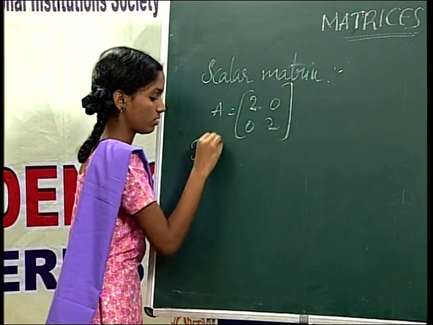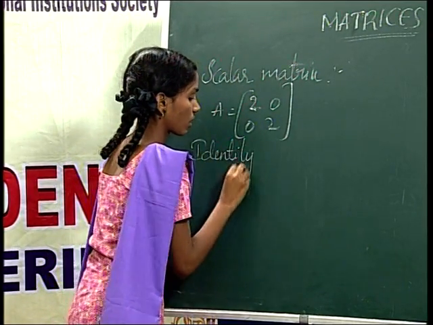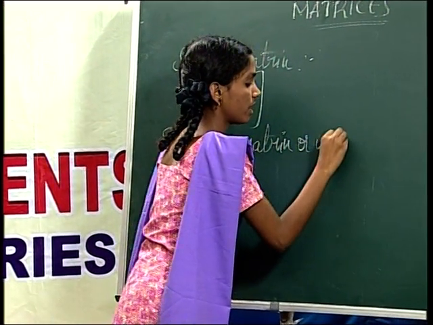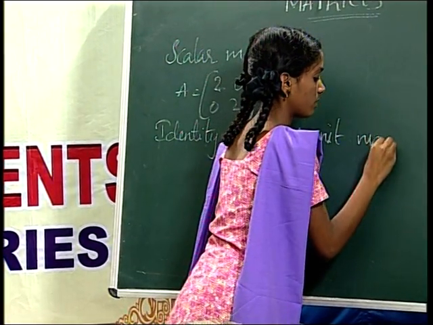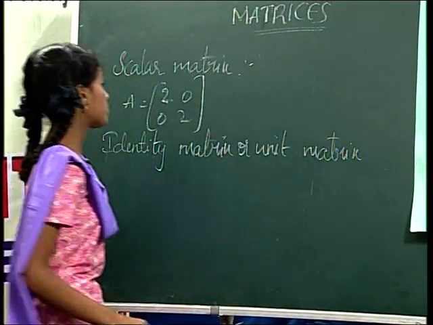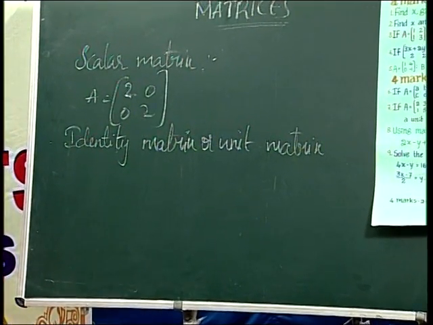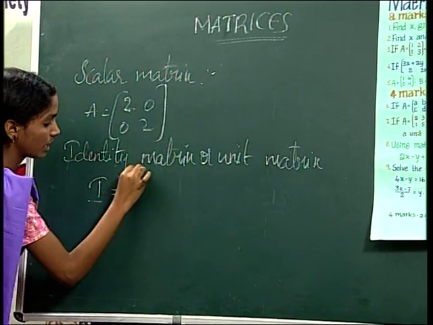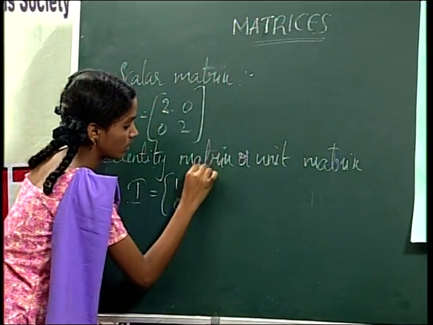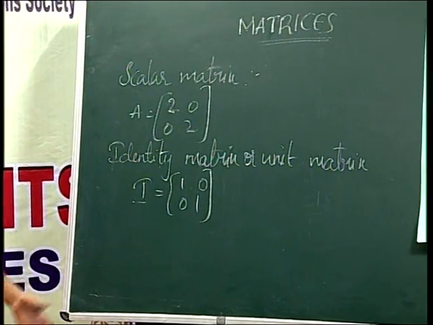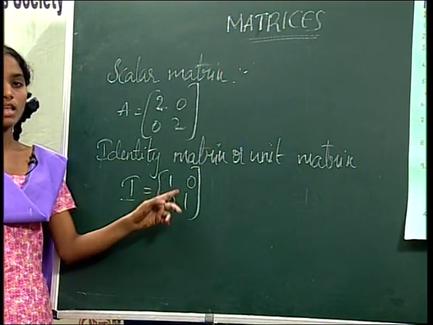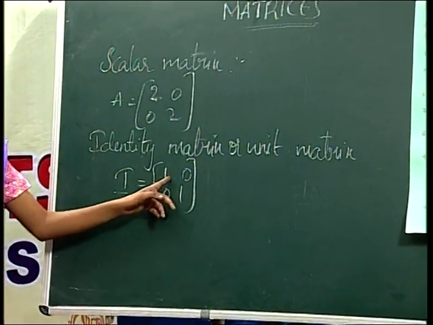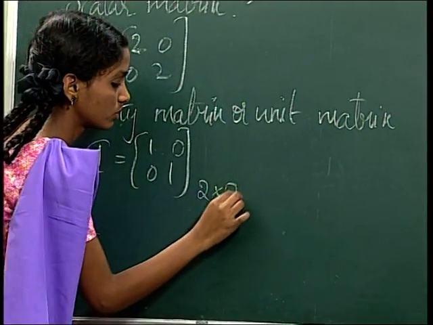Next, identity matrix. See here, identity matrix, or you can call it the unit matrix. In this matrix, the elements which are present in the principal diagonal are 1 and the other elements are 0. It is called the identity matrix. It is denoted with I. I equals 1, 0, 0, 1. This is the identity matrix. The elements in the principal diagonal are 1 and the rest of the elements are 0. The order of this matrix is 2 by 2.